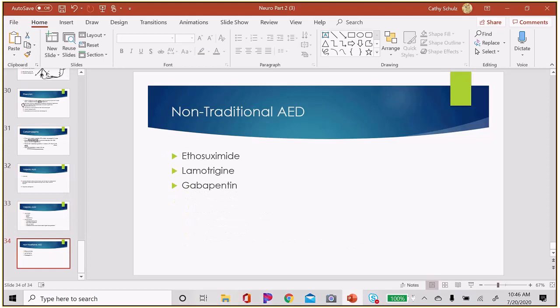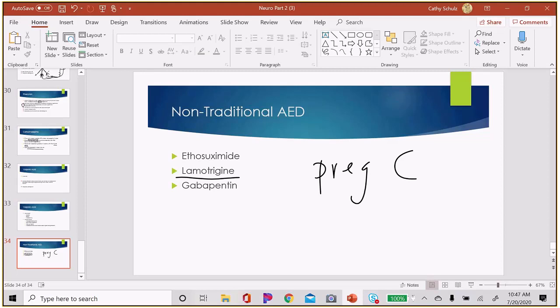The other medications are non-traditional anti-epileptic drugs. The good thing about these drugs is they are also pregnancy category C, so there isn't any demonstrated risk to the fetus, but there aren't any studies that show it's not going to be a problem. So it's less risk than the other ones, so it's a potential option. And you'll see, especially lamotrigine, Lamictal, is also used for mood stabilization and can be used for bipolar disorder.